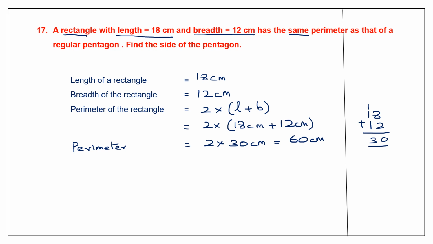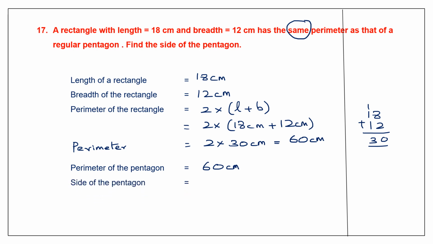Now we have to find the side of the pentagon by using this perimeter. So the perimeter of the pentagon is the same as the perimeter of the rectangle. It's given in the question. Same perimeter. So the perimeter of the pentagon is also 60 centimeters. Now to find the side of the pentagon, we have to divide perimeter by the number of sides. How many sides does a pentagon have? 5. So that will be 60 centimeters divided by 5.